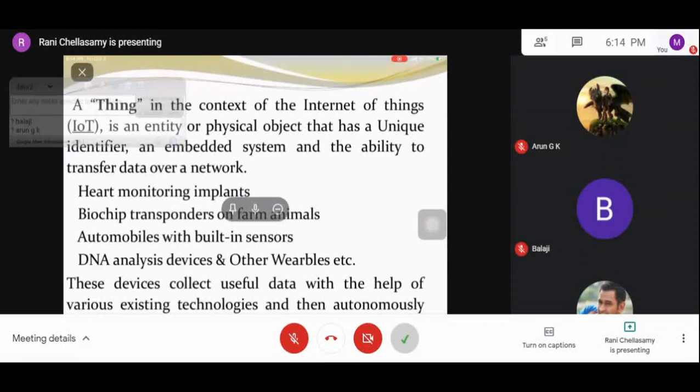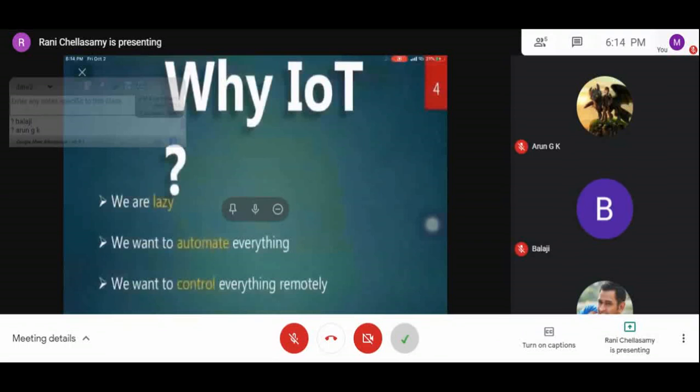So why IoT? What's the need to have IoT? In a fast moving world, we are becoming very lazy. In order to get all the work done in a fast manner, we are moving to IoT applications. When we want to automate everything, we can go for IoT. And if you want to control the working of any device, everything can be done remotely. And if you want to see the data in real time, for all these reasons, we need IoT applications.